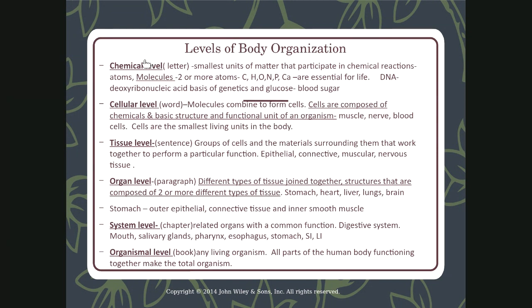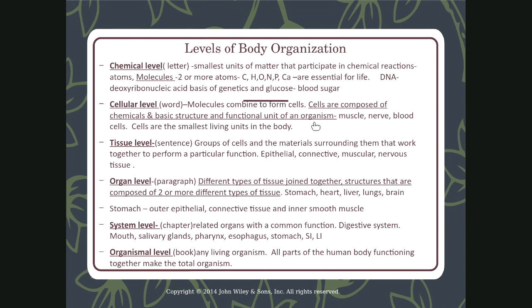So the chemical level is the smallest units of matter that participate in chemical reactions. Two or more atoms will make molecules. These molecules are essential for life, and they combine to form cells. The basic definition of cells is that they are the basic structural and functional units of the organism. We'll talk about cells in greater detail next time we meet.